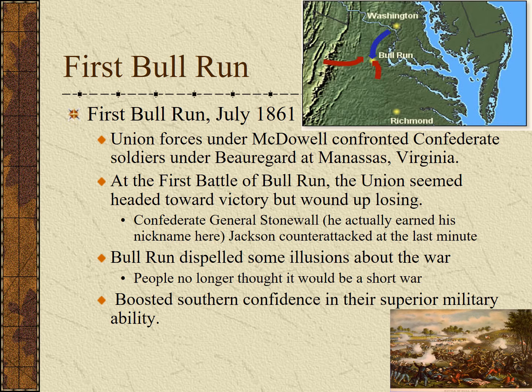At the First Battle of Bull Run, the Union seemed to be headed towards victory, but wound up losing due largely to the Confederate General Stonewall Jackson. He actually earned his nickname here. His name was not actually Stonewall. It's said that as the Union troops came charging at him, he stood there like a stone wall, so that's his nickname. Now, the significance of Bull Run is not necessarily who won or who lost, but the fact that it dispelled a lot of illusions about the war. People no longer thought it would be a short war and started to realize this is going to be a long haul. It also boosted Southern confidence in their superior military ability, which, remember, is their main advantage.